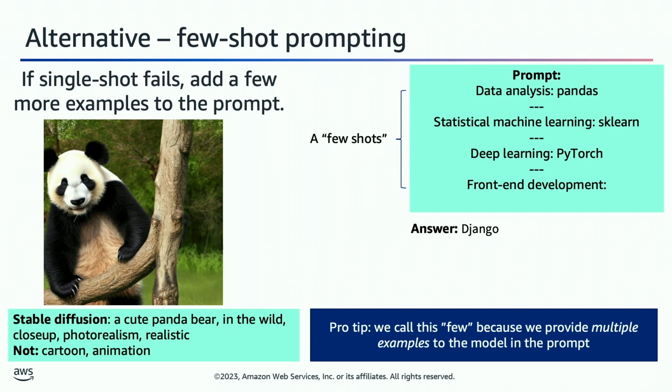And then, of course, here is this cute panda bear generated by Stable Diffusion: in the wild, close-up, photorealism, realistic. And the negative prompts are handy here because I told it to not do a cartoon and not do animation, but give me a photorealistic panda bear. So I thought that was fun.